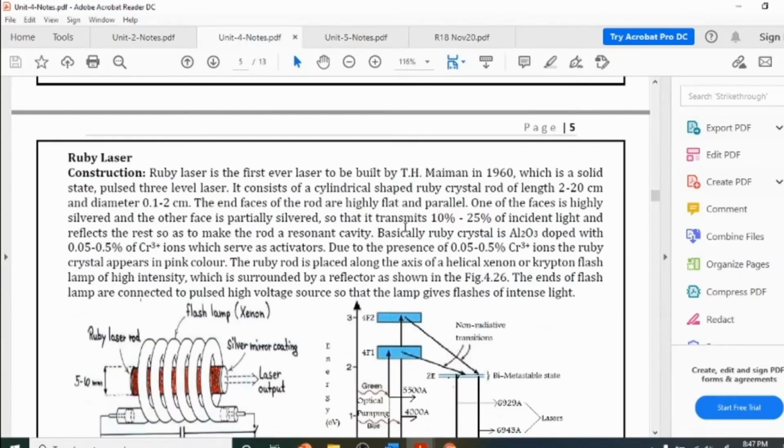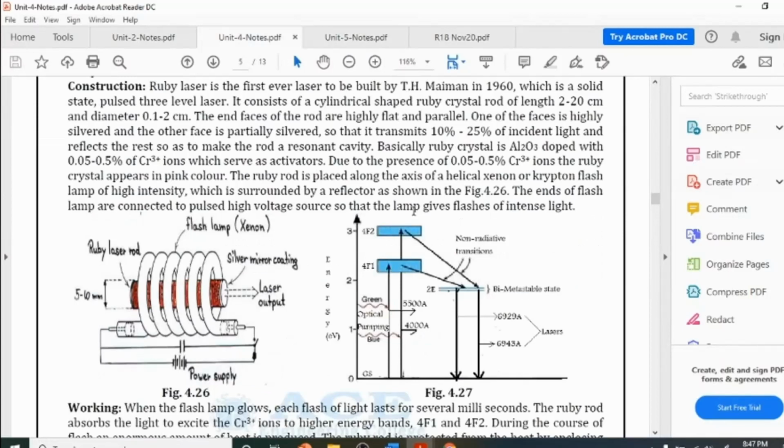For ruby laser, what is the active medium? The ruby rod, ruby crystal, which is the combination of aluminum oxide and chromium 3+ ions. And what is the excitation here? The optical pumping. That means you would have a light or a lamp glowing onto that particular material. Photons fall and the atoms get excited to the higher energy states. The de-excitations actually produce laser. And this will be enclosed in a cylindrical enclosure, which is not shown here anyway. That is the third component.